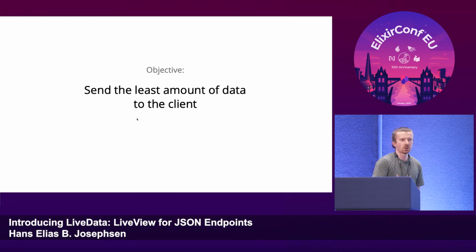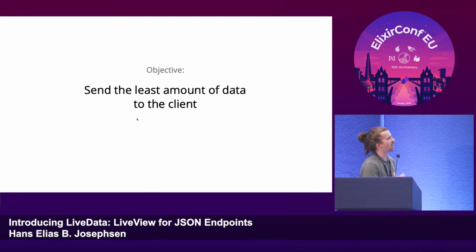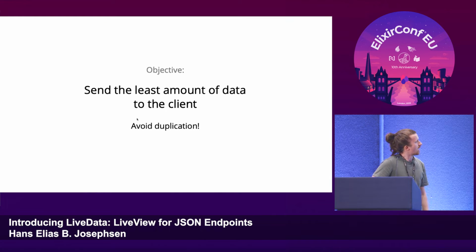So we need to do some tricks. And the same thing applies here. If you have a massive data structure, we don't want to send it over the wire every time. We want to send what changes. And the whole trick here is we want to avoid duplication. If we send something once, we only want to send it one time. If something changes, don't send anything more than what changes.